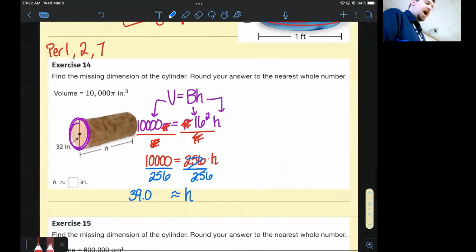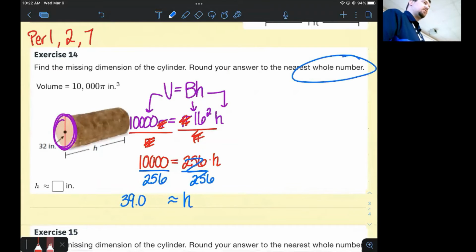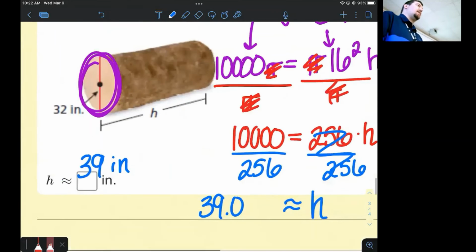39.060. Okay, so it says to the nearest whole number. So I wrote down the first decimal place you gave me. Hunter, is that 0 going to bump it up to a 40? By no means. So we're just going to say the height of the log rounds to 39 inches. When you're finding the height of a shape, you're not going to put square inches or cubic inches because you're just telling me how long it is. So it's regular inches. 39 regular inches is the height of that log.